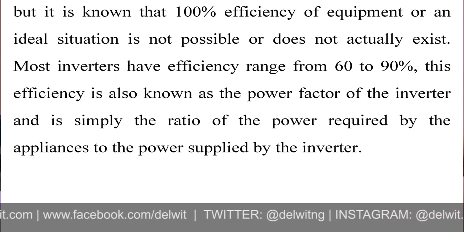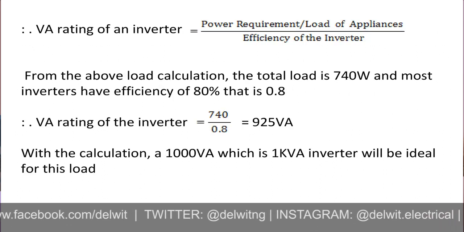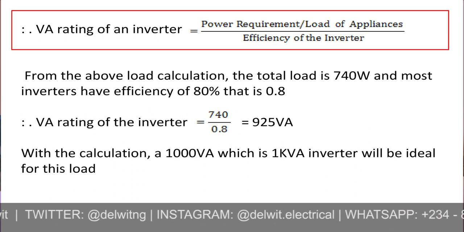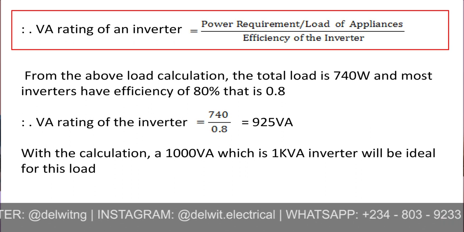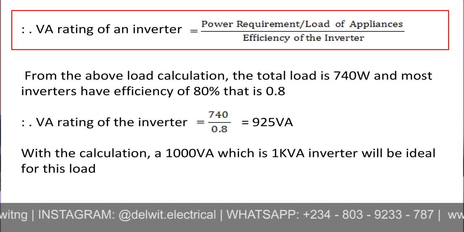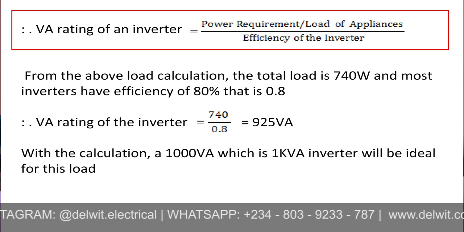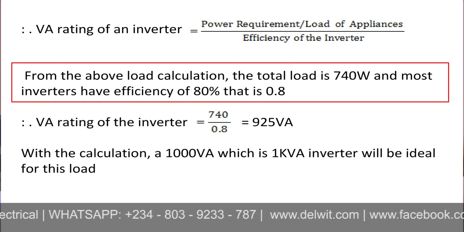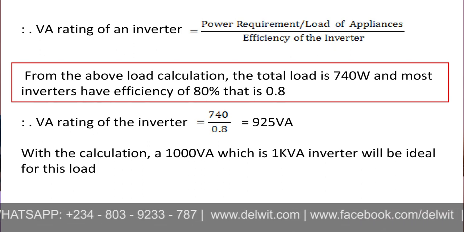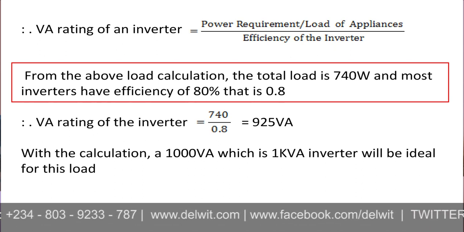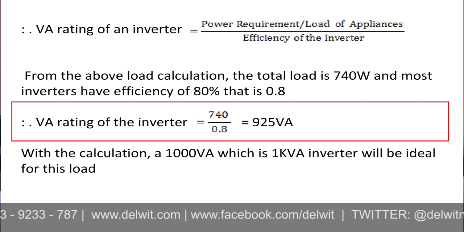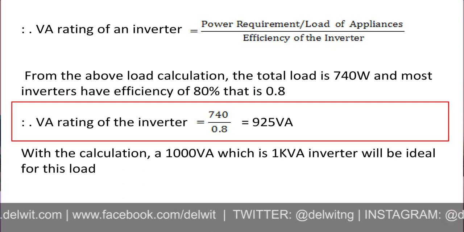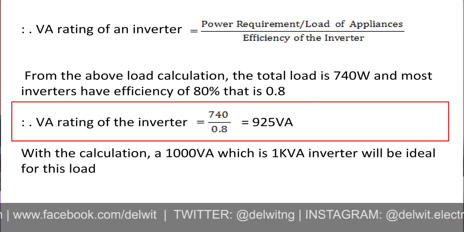Now, from your calculation, if you look at your screen, you will see that VA is equal to power requirement over efficiency of the inverter. VA, which is the rating of the inverter, is equal to the power requirement, or the total load of the appliances, over the efficiency of the inverter. We've said that our power requirement from our previous calculation is 740, and we have assumed that the efficiency of the inverter we want to purchase is 80%. 80% is 0.8. So our VA rating of the inverter will be equal to 740 over 0.8. When you do that, you have 925 VA.